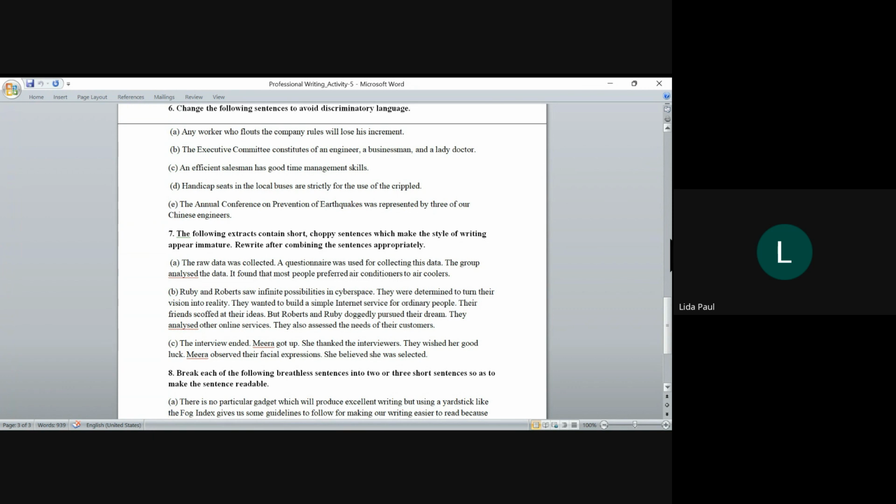I think this is a good question for you to work on. I'll leave the sentences in your chat so that you can work on it. See if you can rearrange them and give me an answer.